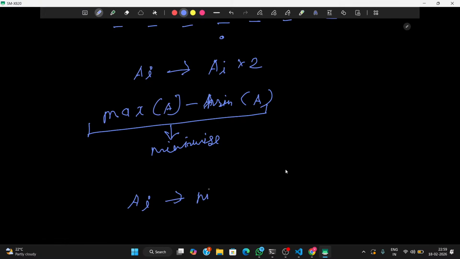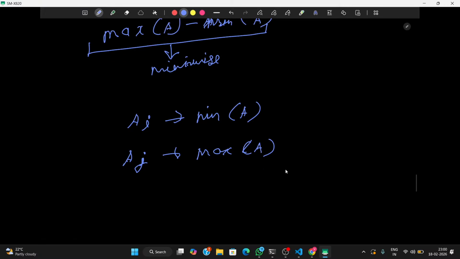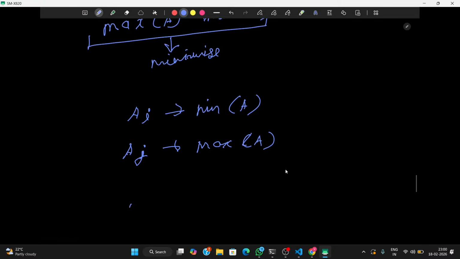AI is the current minimum, and suppose AJ is the current maximum. So what is this value currently? The value is AJ minus AI, right? This is the value.